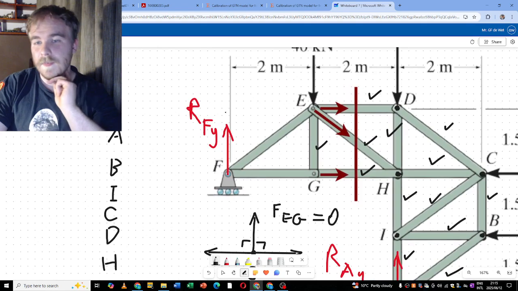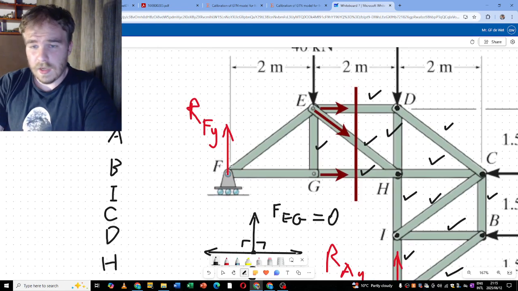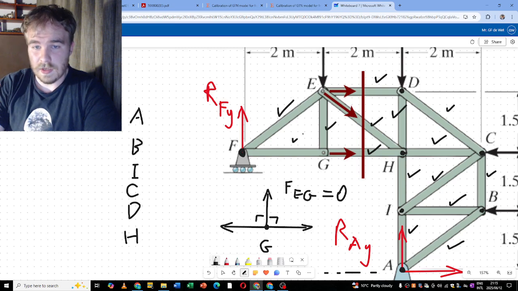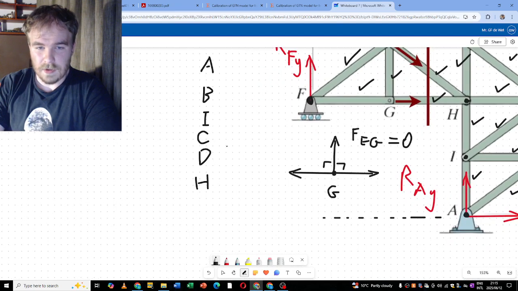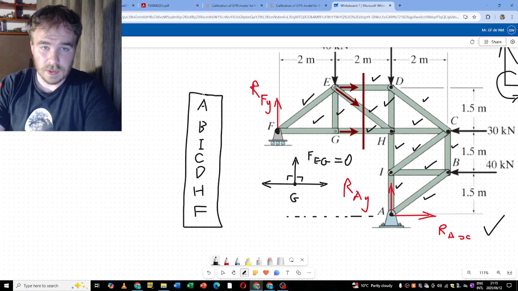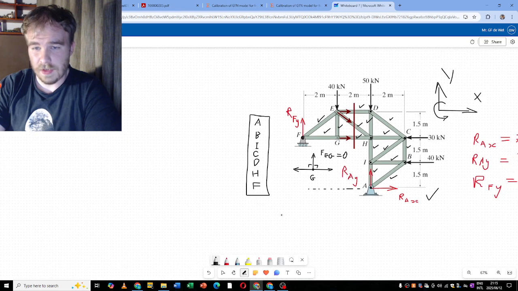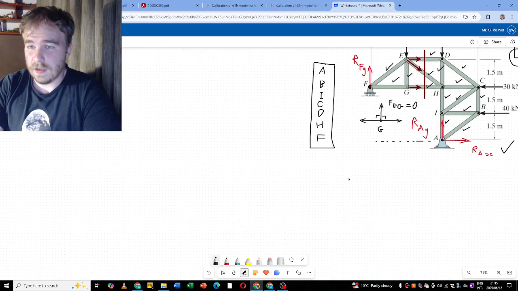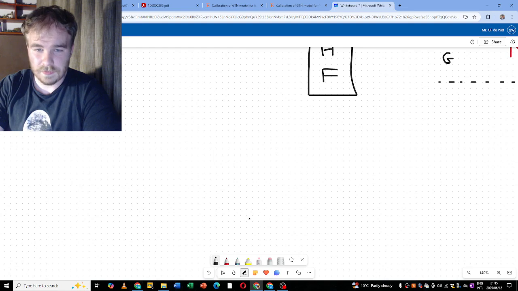I miscounted. Anyway, the only other one I need to set up is F, because then I can calculate this guy and this guy. And then I do not waste more calculations than I have to. All right. So these are all the points that I need to set up a free body diagram for. Okay, let's get started. Let's get cracking with point A.